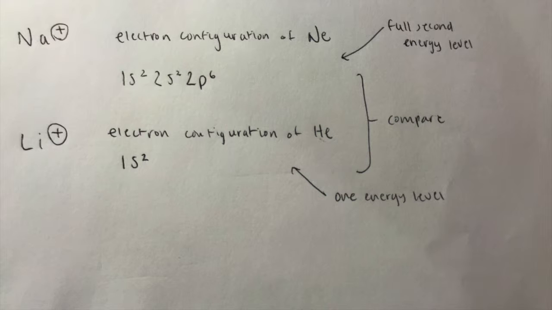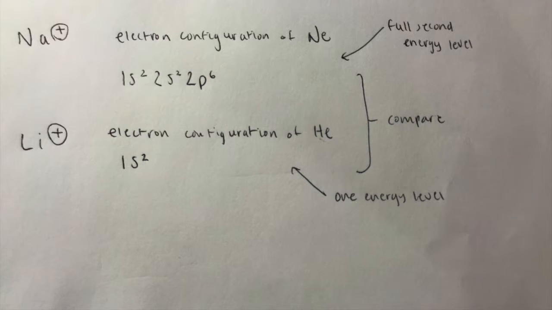So for Na plus, there's a full second energy level because of the 2s2 and 2p6. Meanwhile, the Li plus only has one energy level, which is 1s2. So the energy level of Na plus is higher than Li plus.